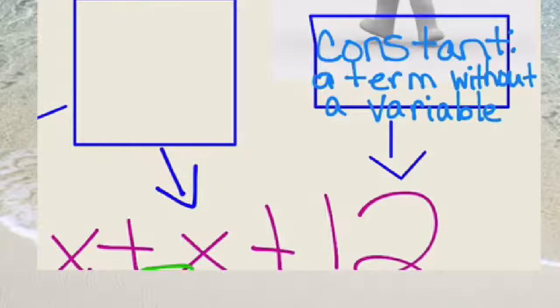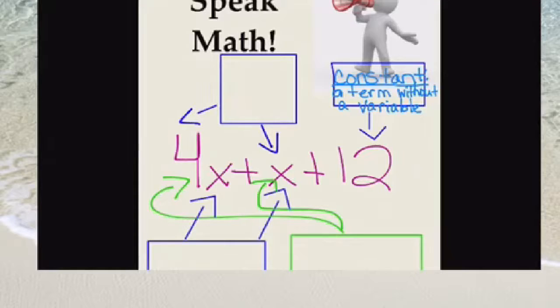Okay, so once again, a constant is a term that doesn't have a variable. So you can see the 12 has no letter attached to it, so that will be considered a constant. Now our other terms here, the 4x and the x, both have a variable attached, so we would not call those constants.